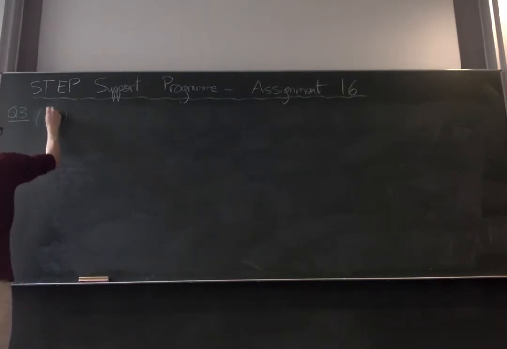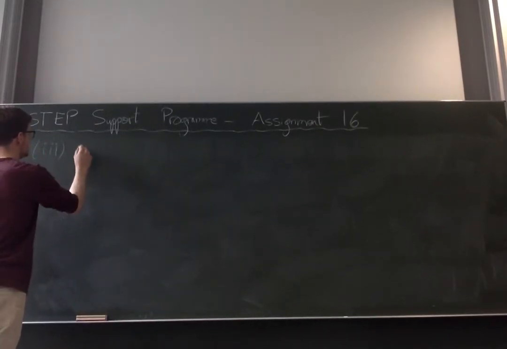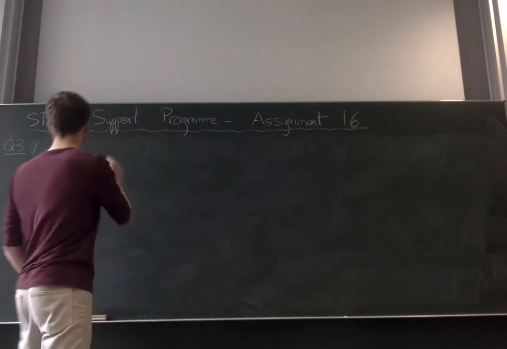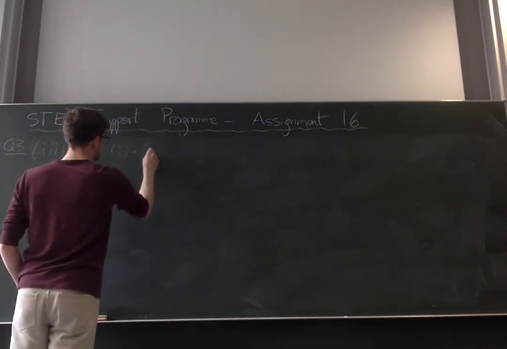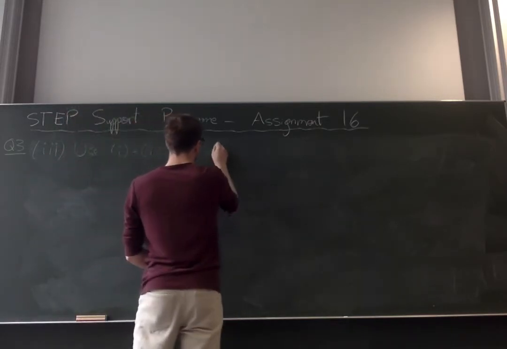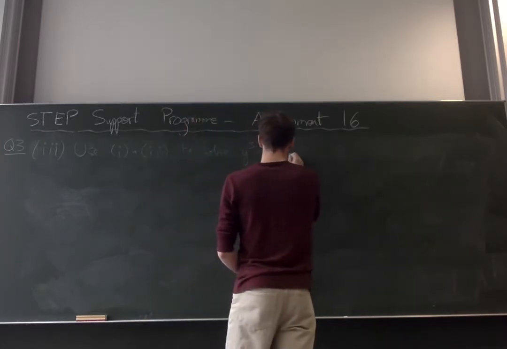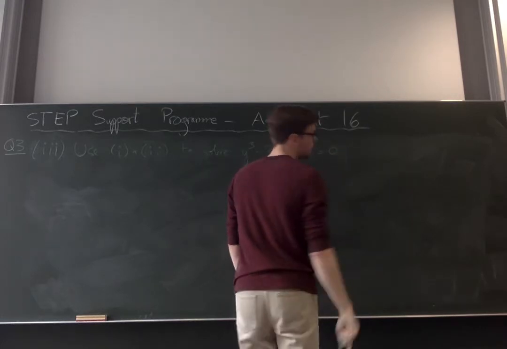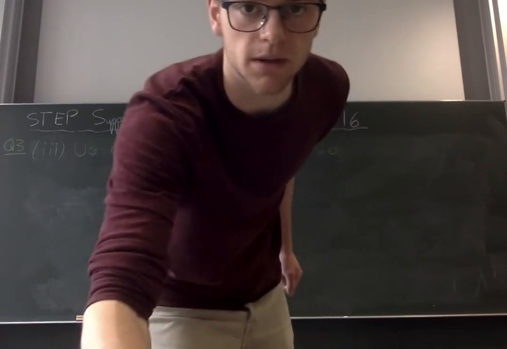Okay, so now we're on to the final part. It asks us to use parts 1 and 2 to solve y cubed minus 3y minus 2 equals 0, and to give your answers in terms of surds. I'm just going to stop it.